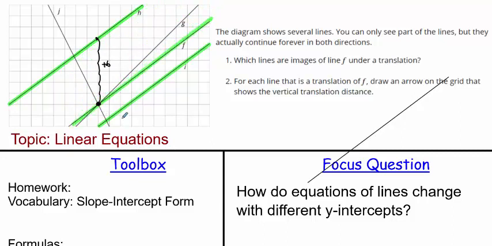And on the other line, line I, I'm going to translate down 1, 2 spaces. So I'm translating line F straight down, 1, 2. And it lines up.